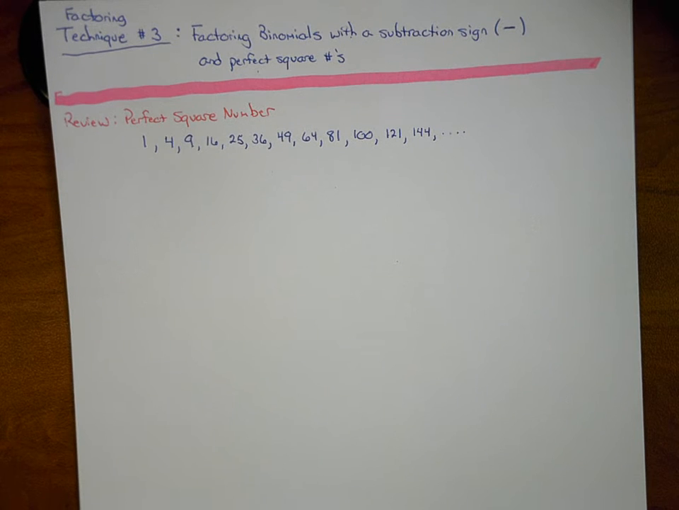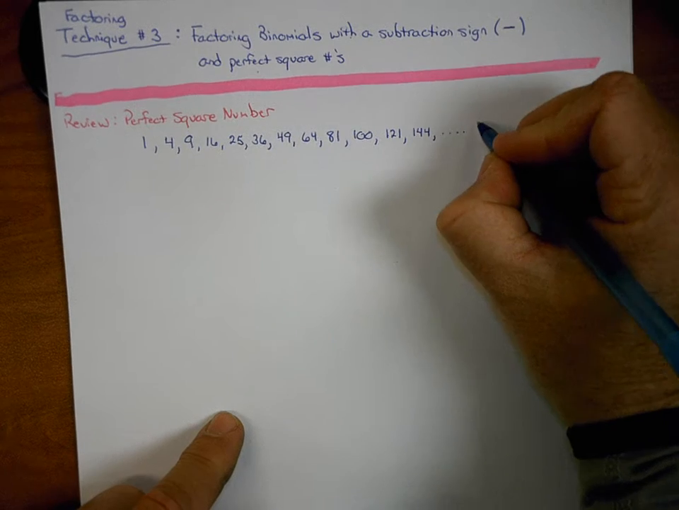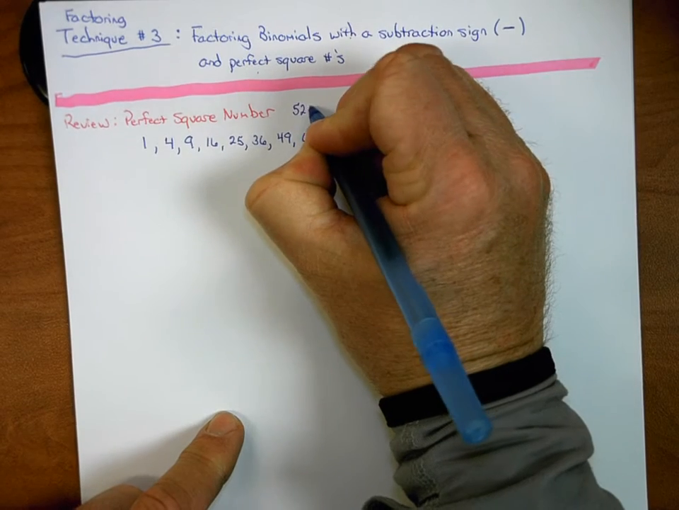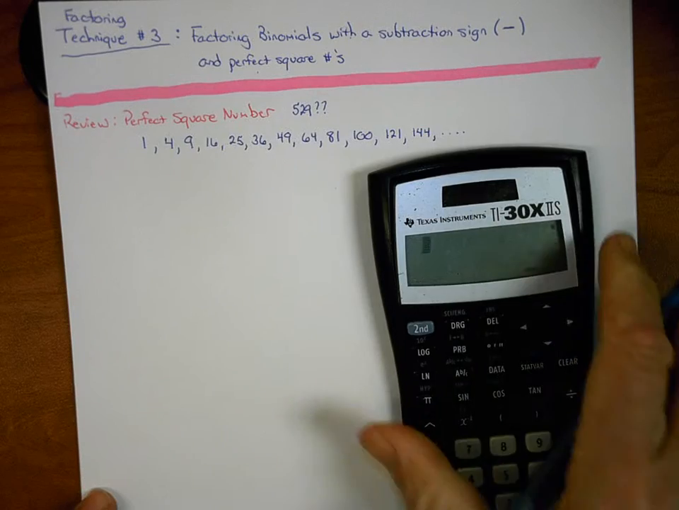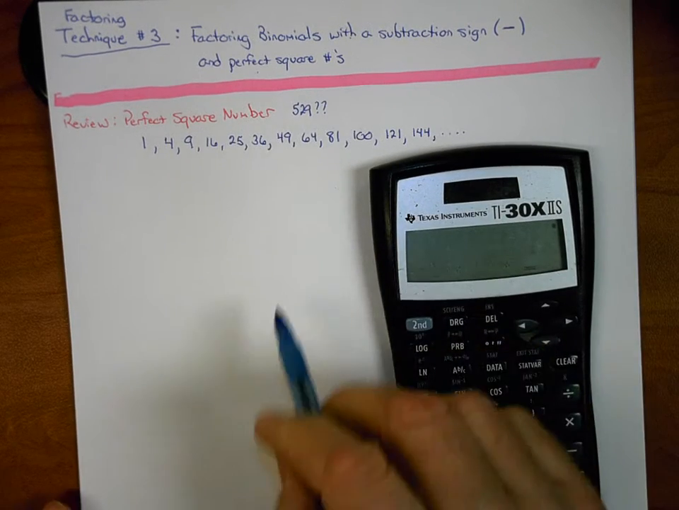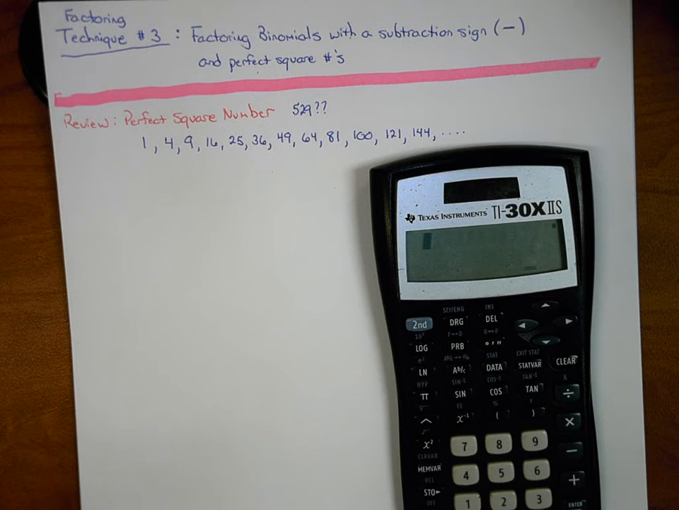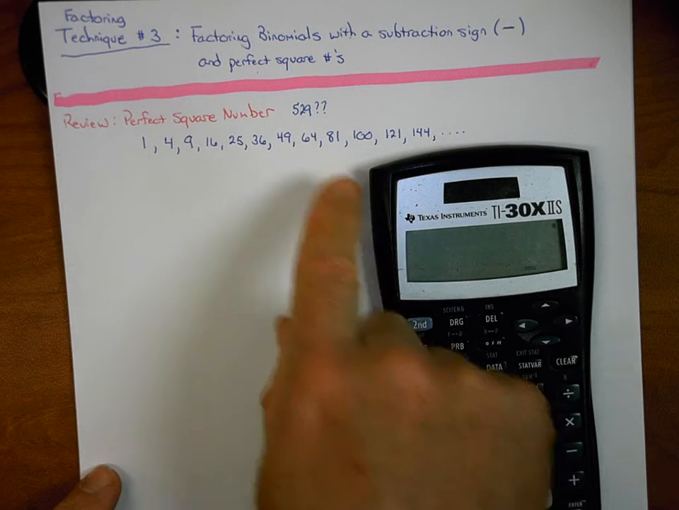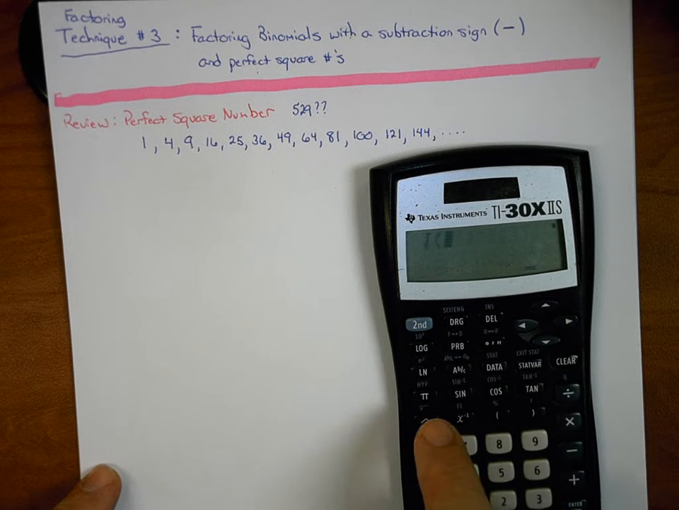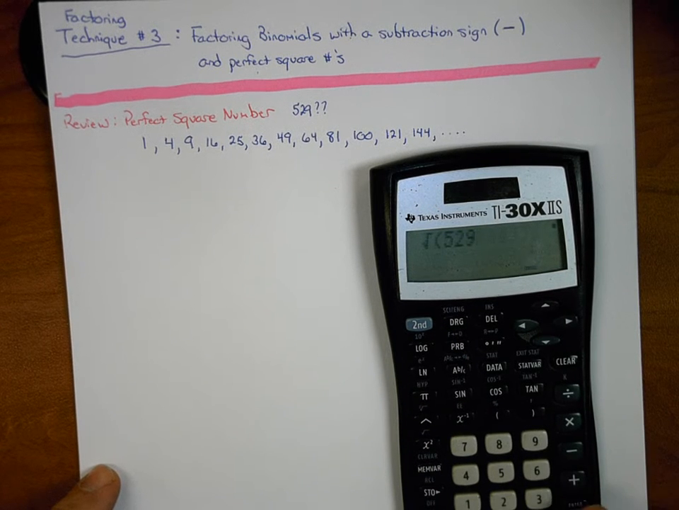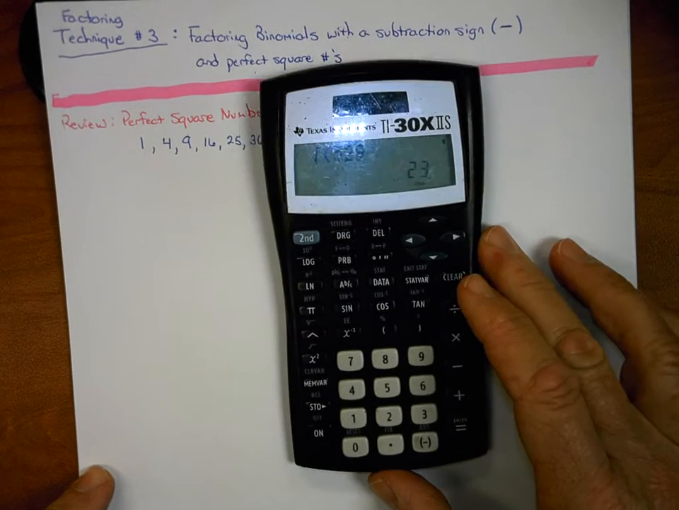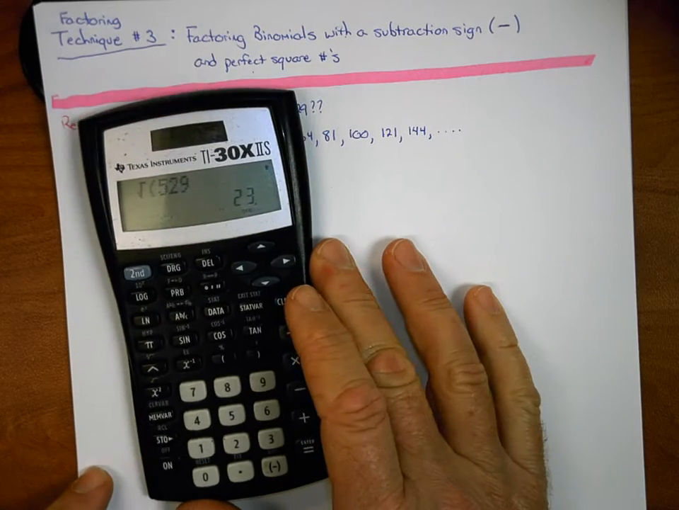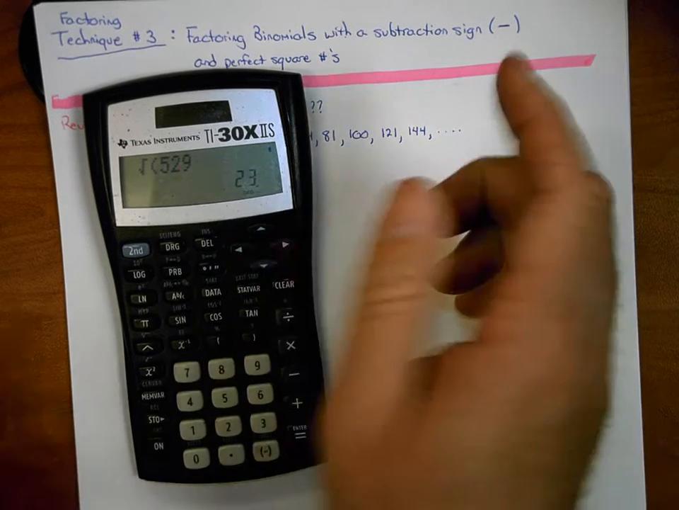So for instance, if I said, hey, is 529 a perfect square number? So 529, is it a perfect square number? And you're sitting there going, I don't know, Mr. Trutna. That's a big number, 529. How do I tell if it's a perfect square number? Well, you take the square root of it. If you take the square root of 529, and the answer turns out to be a whole number that is not a decimal, then it's a perfect square number. So that's how you tell.